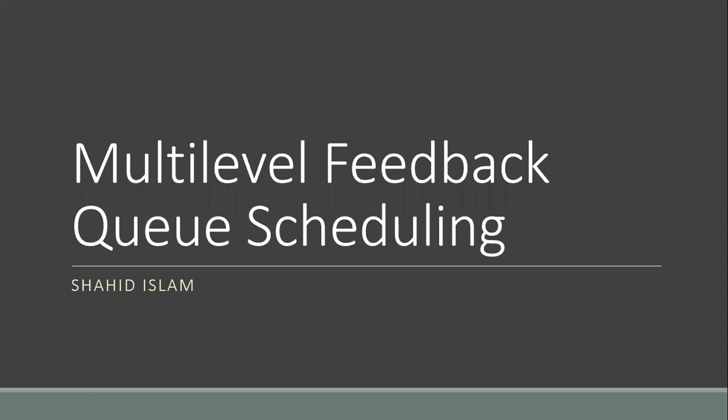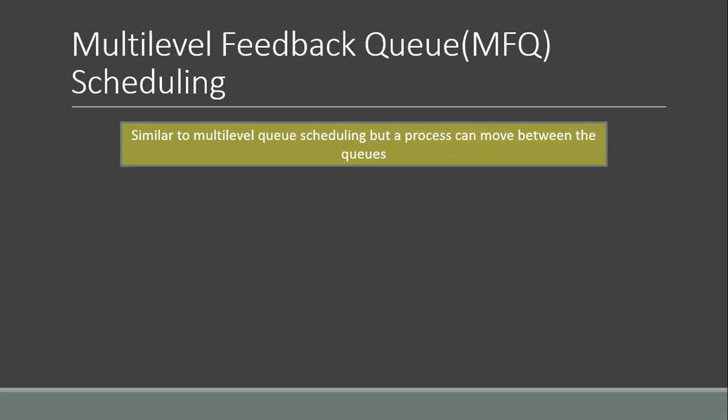Multi-level feedback queue scheduling. Multi-level feedback queue scheduling is similar to multi-level queue, but a process can move between the queues. As you can recall, in multi-level queue scheduling, the ready queue is partitioned into several different queues.